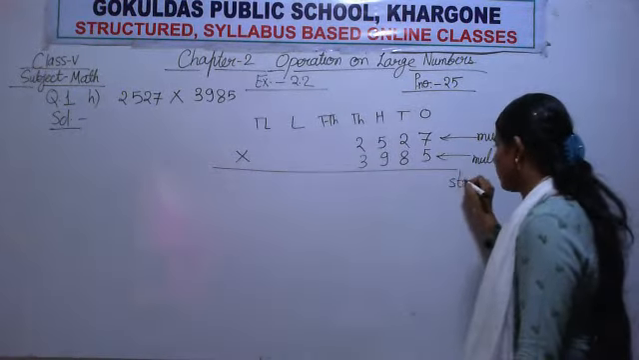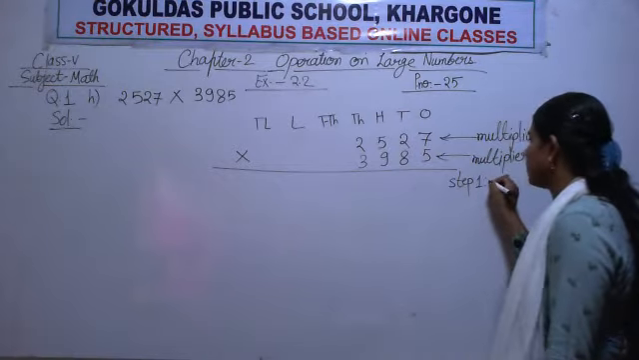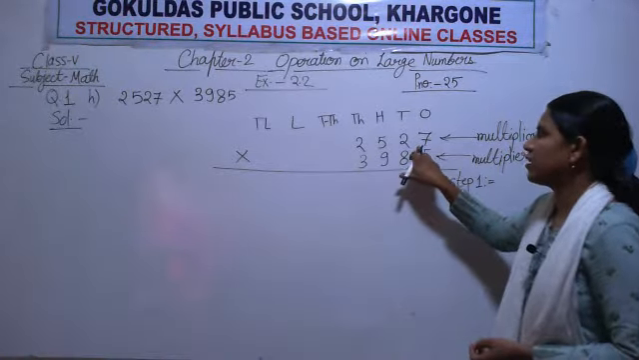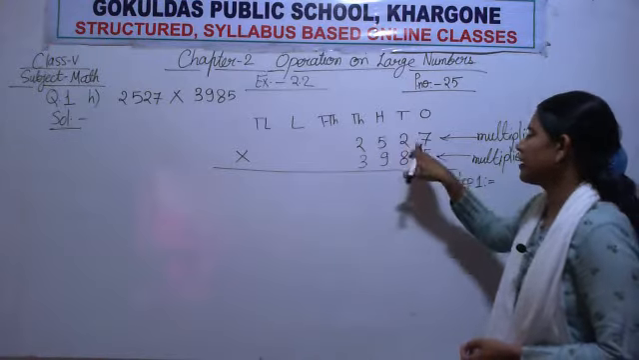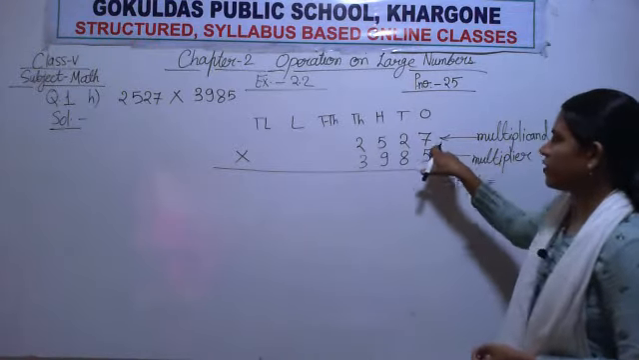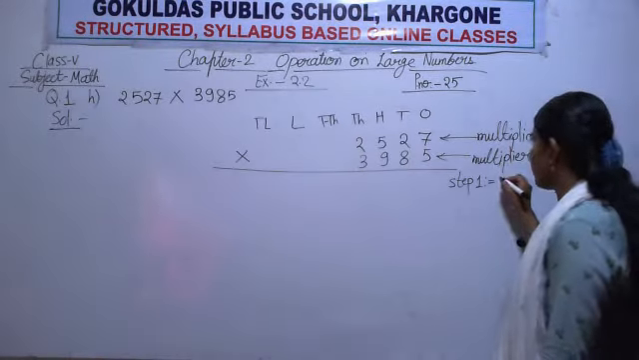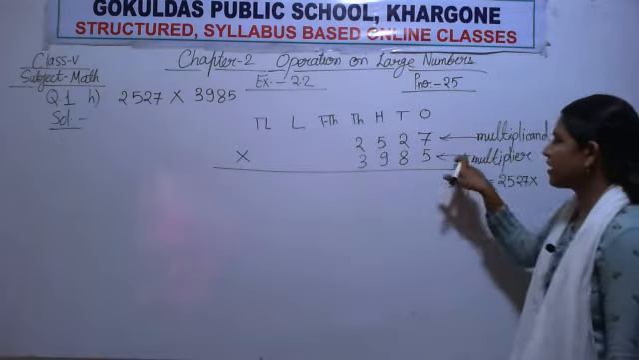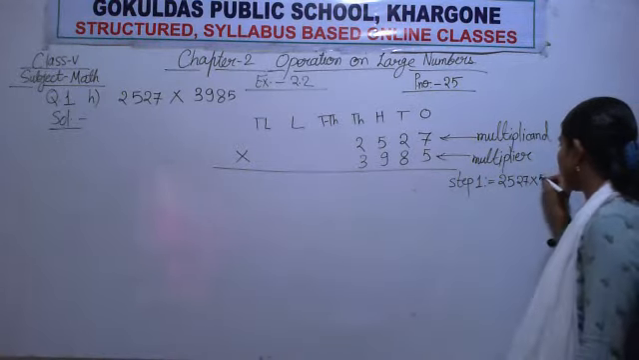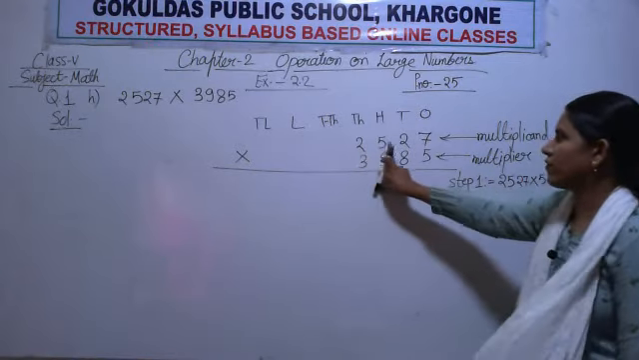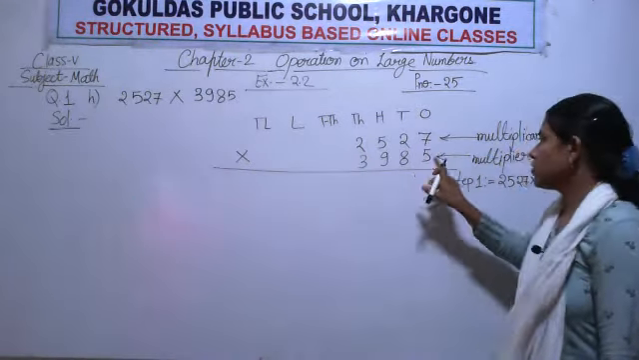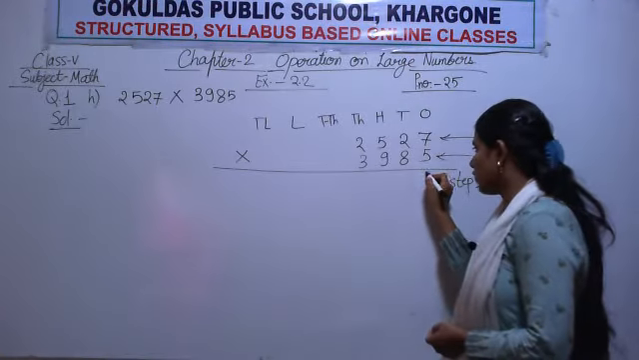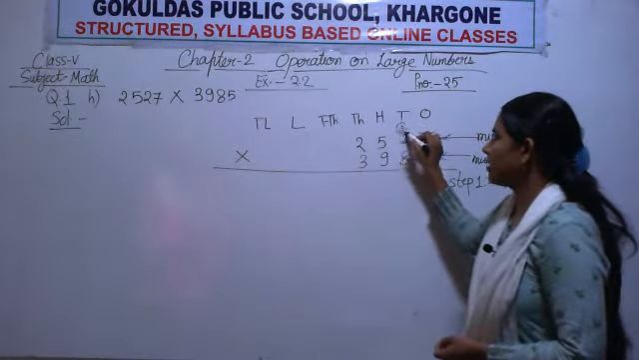So, step 1 for multiplying. What was step 1? Step 1 is that you will multiply the one's digit of the multiplier with the whole multiplicand. Your multiplicand is 2527, and at the one's digit of the multiplier 5 is there. So you will multiply 2527 by this 5. 5 sevens are 35. So 5 we will write here, 3 will be carried forward.